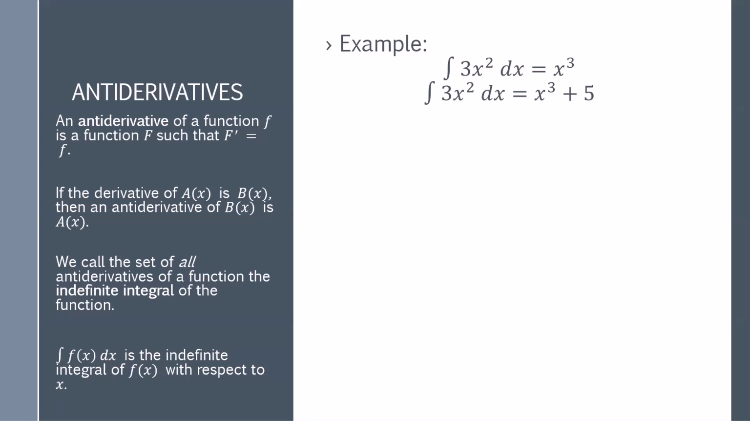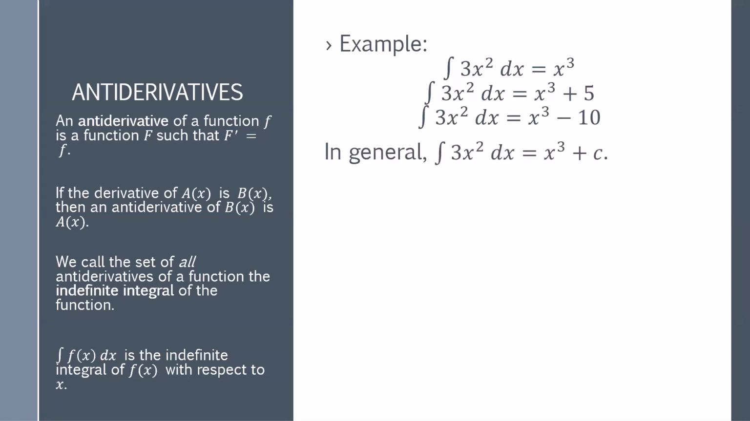In the first case, the derivative of x cubed is 3x squared. And in the case of x cubed plus 5, the derivative is 3x squared again. But we can also see that the derivative of x cubed minus 10 is 3x squared. And so we have a multitude of different antiderivatives or indefinite integrals for 3x squared. So in general, we say that the integral of 3x squared dx is x cubed plus c, where c is an arbitrary constant.